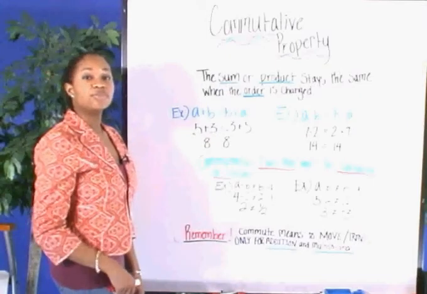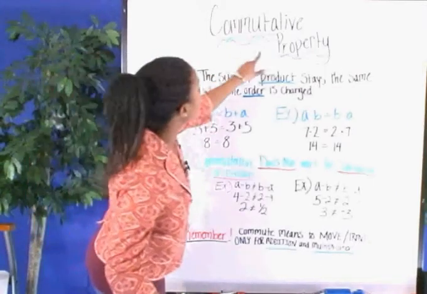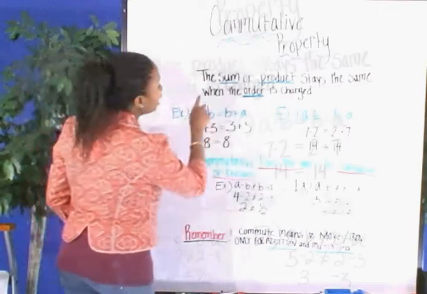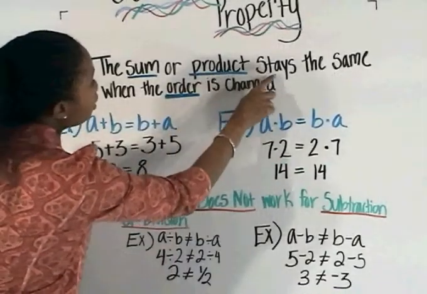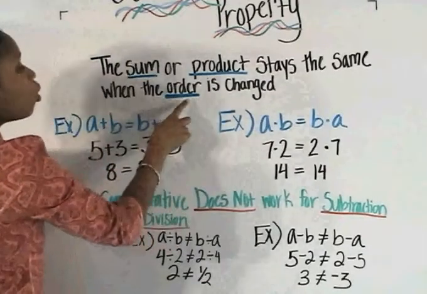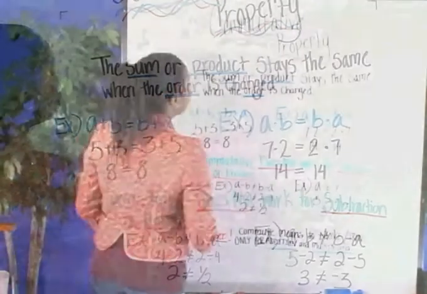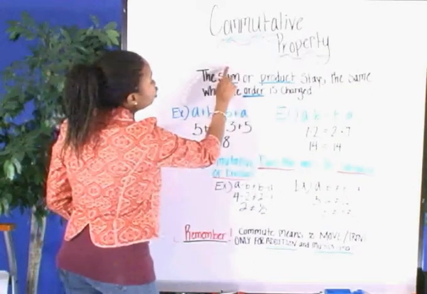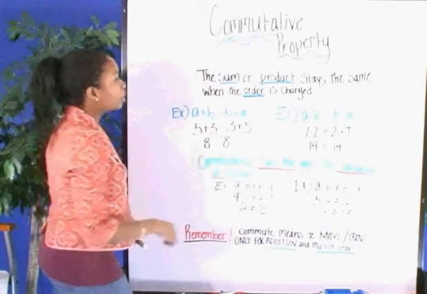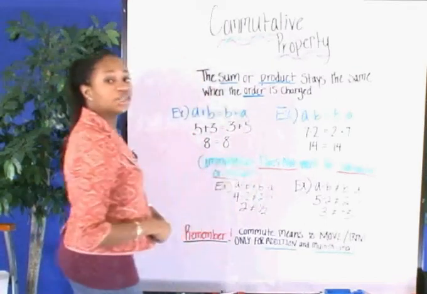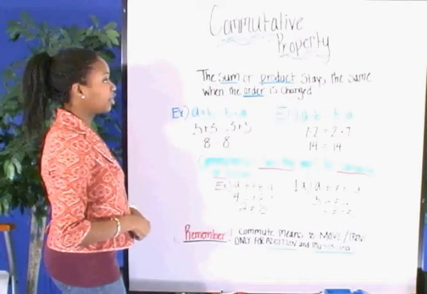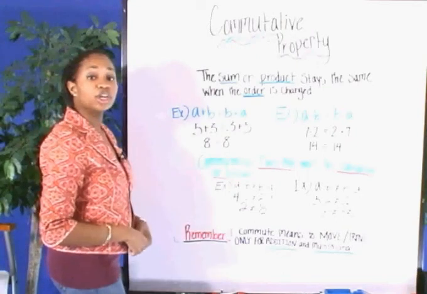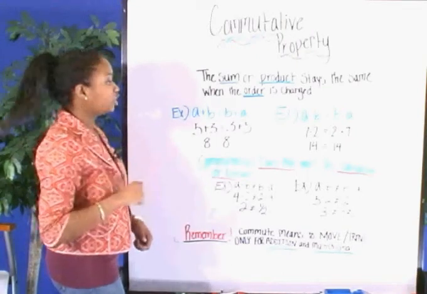Now we're going to go into more detail about the commutative property of algebra or mathematics. Remember, we defined it as the sum or product stays the same when the order is changed. That's very important. Remember, sum is the answer you get when you add numbers together, and product is the answer that you get when you multiply numbers together. What this is basically telling you is the commutative property only works for addition and multiplication.